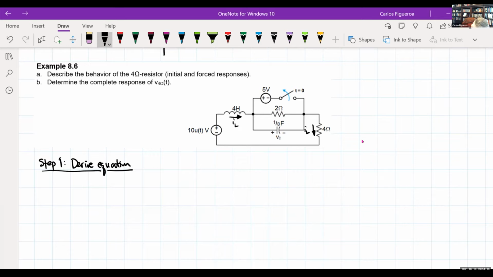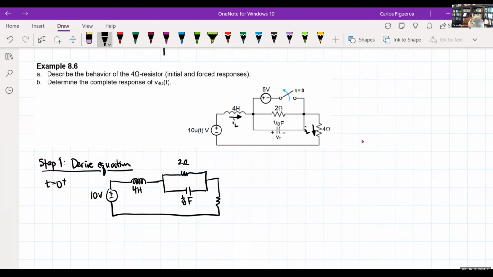So here we go. At t equal to 0 plus, what's my circuit? Note that there's no 5-volt source. So this guy turns on, so I get 10 volt. I have my inductor, right? Here's my 4 Henry inductor. And then I have 2 elements in parallel: my 2 ohm and my cap. And then I have my 4 ohm. That's my circuit.